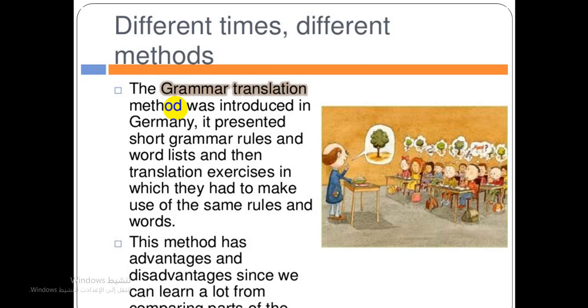So, if students are always translating the language, they are not using the language for communication. In the grammar translation method, teachers teach people about language, but don't really help them to communicate effectively with it.